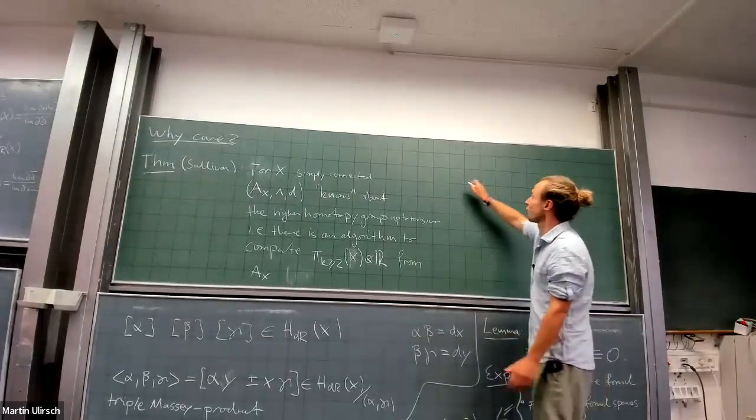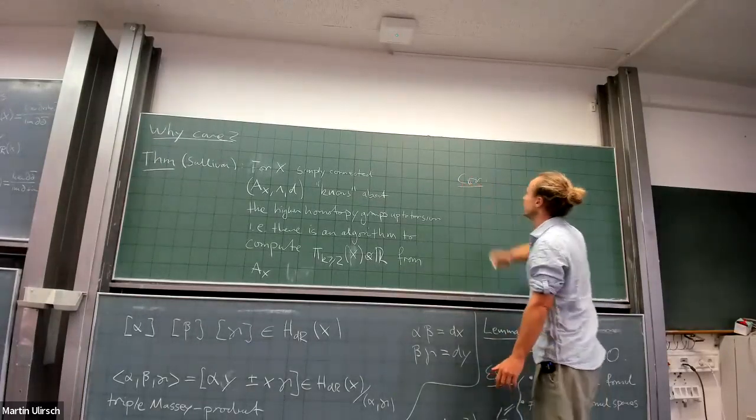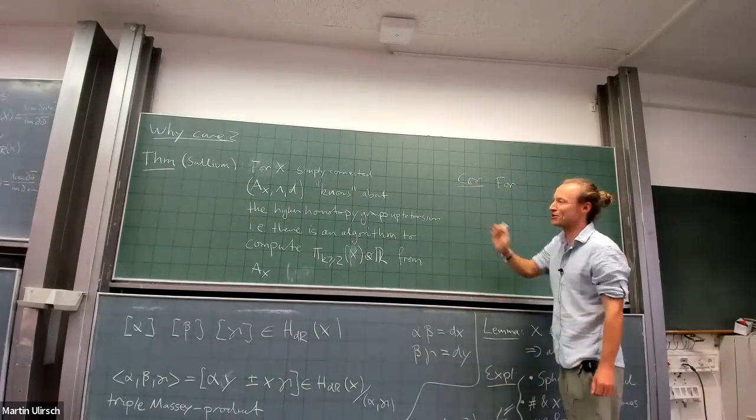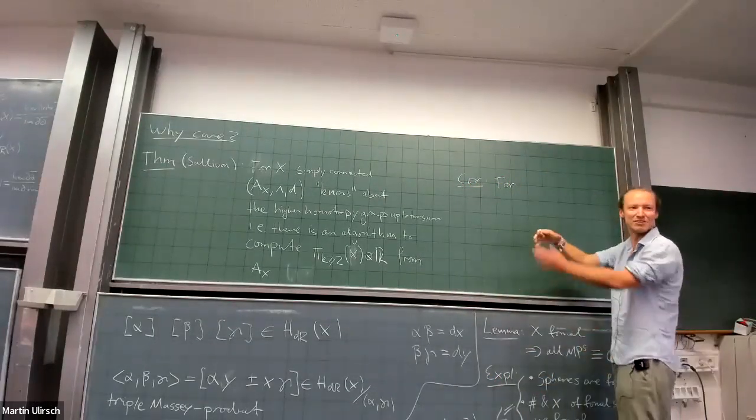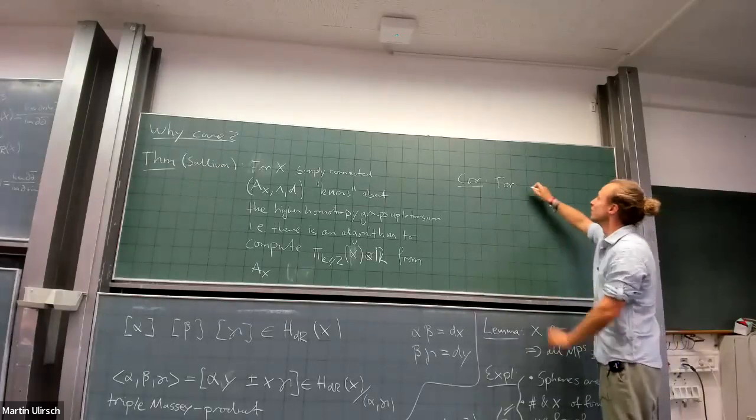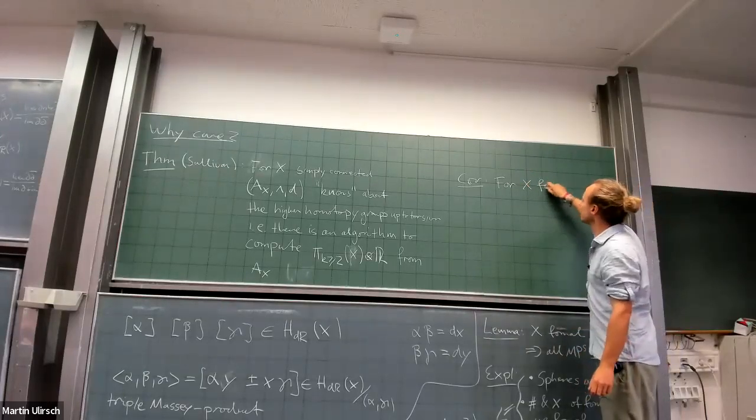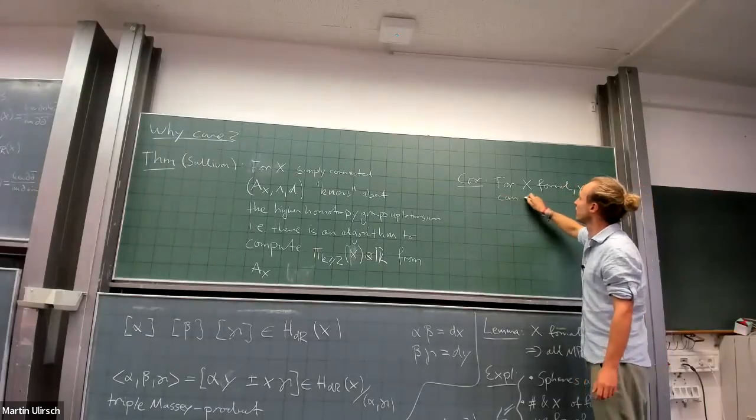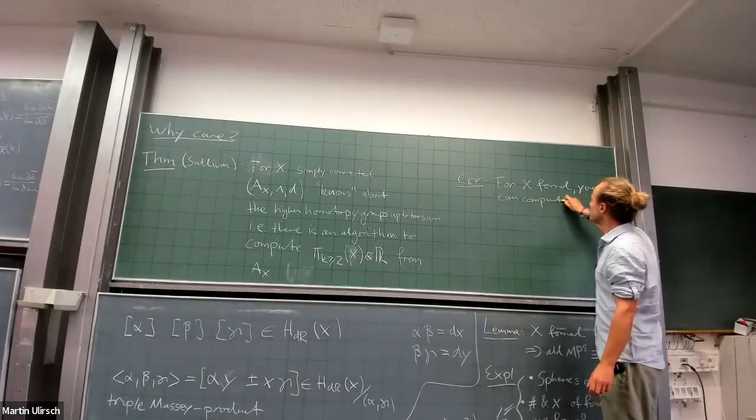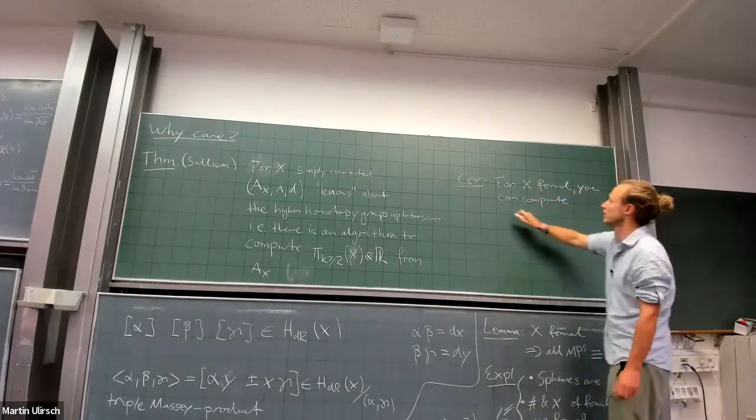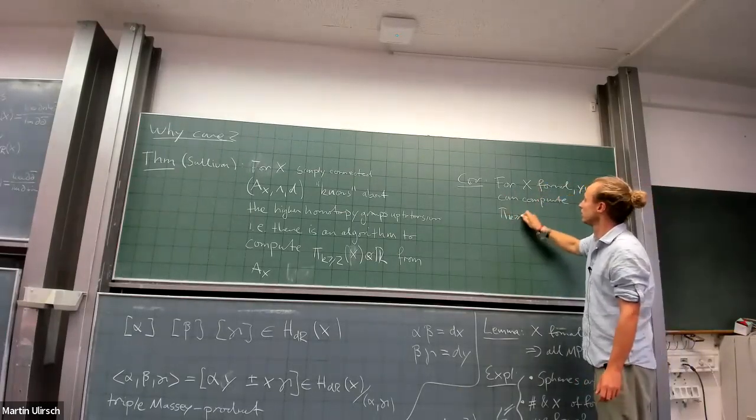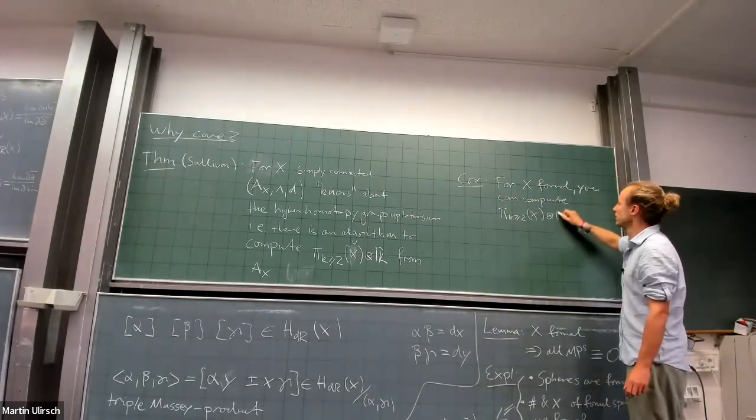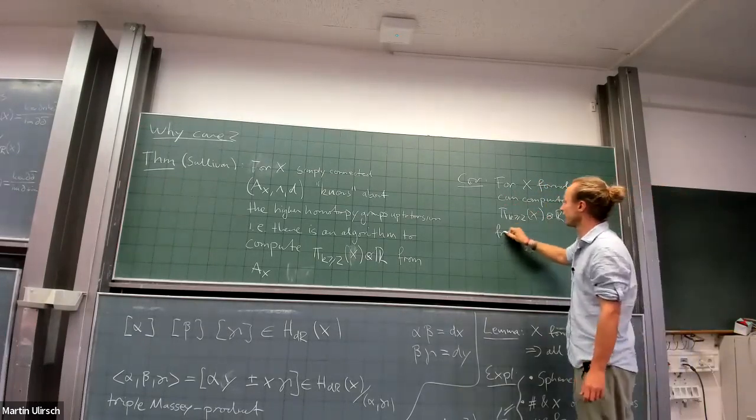But of course, as a corollary of what I said just in words, namely that you only need the quasi-isomorphism type, for X formal, you can compute the homotopy groups from the de Rham cohomology ring.